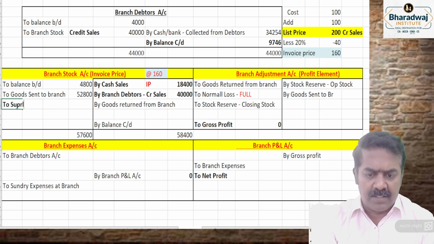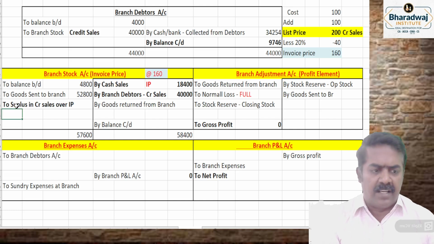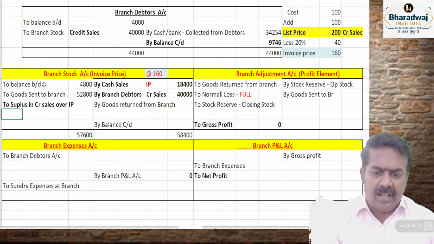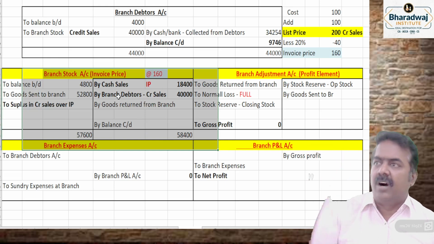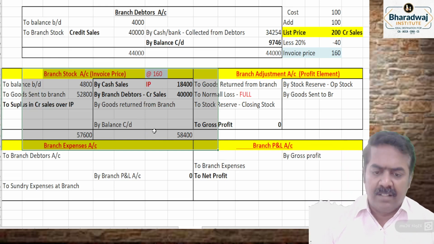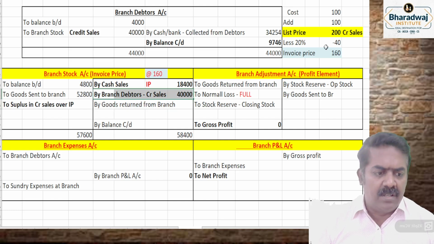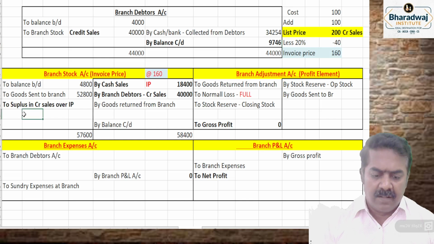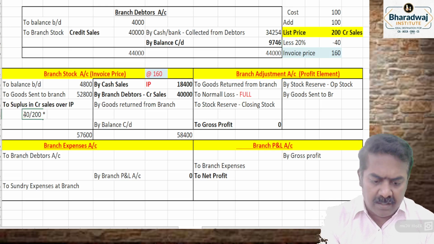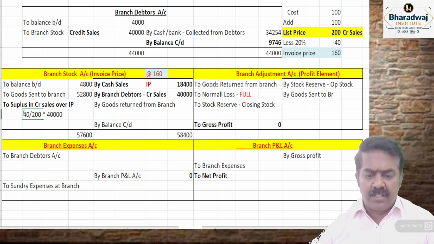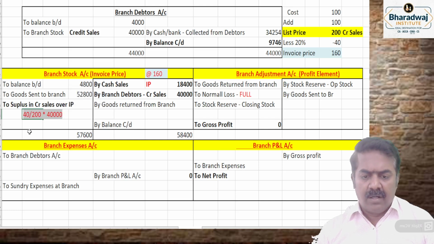And the surplus in credit sales over invoice price. Okay, everything is at invoice price. All the debits and credits are at what price? Invoice price. But this credit sales alone is at what price? List price. Invoice price to list price, what is the surplus? 40 extra. 40 by 200 into 40,000. Do you understand this removal? How 40 by 200?